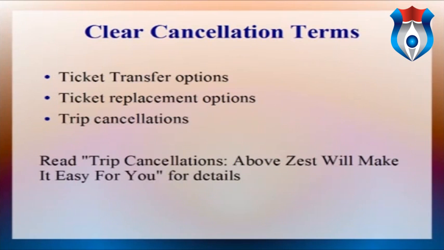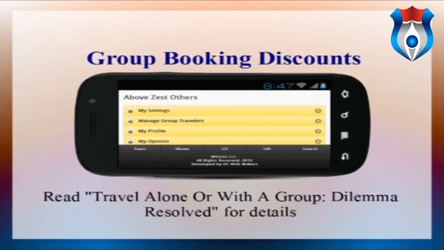The third thing is clear cancellation terms. Worst case scenario, let's say you can't go on your trip. You never know, it might happen. There are 3 types of ticket cancellations that you should know about. Ticket transfer, where you can transfer your ticket to someone else. Ticket replacement, where you can replace your ticket with another ticket. And trip cancellation, where you can cancel your trip altogether. Want more information? Read our Above Zest blog on trip cancellations; Above Zest will make it easy for you with details.